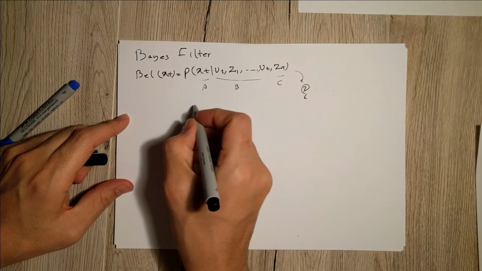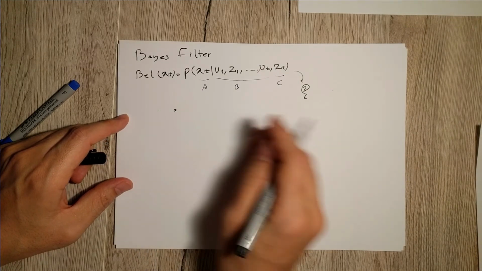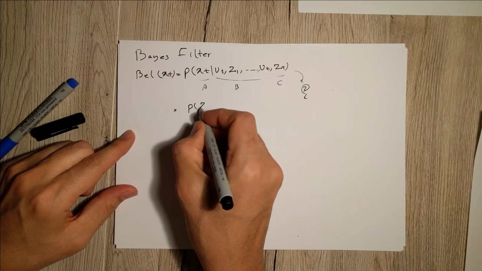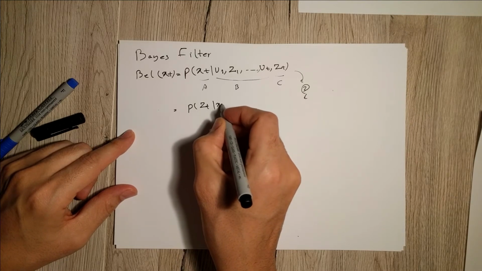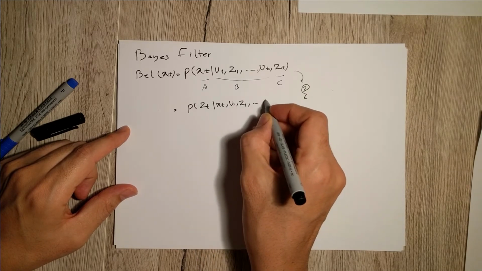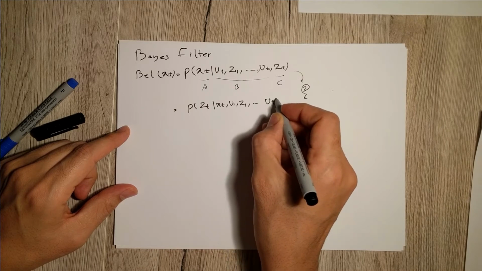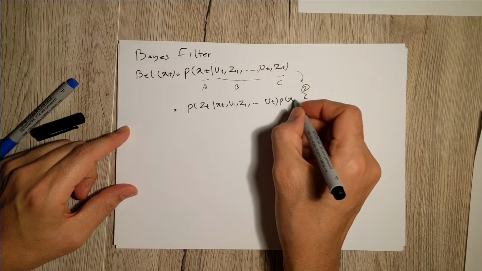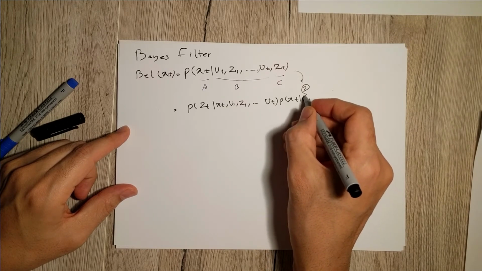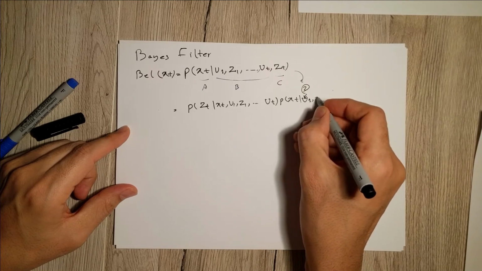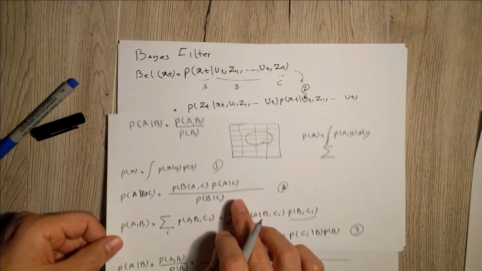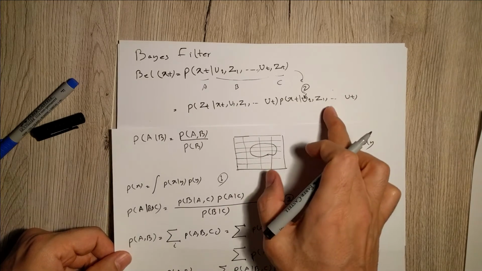Equation number 2. This is equal to the probability of zt given xt, u1, z1, till ut, multiplied by the probability of xt given u1, z1, till ut. So this is equation number 2. This is A and this is the C.